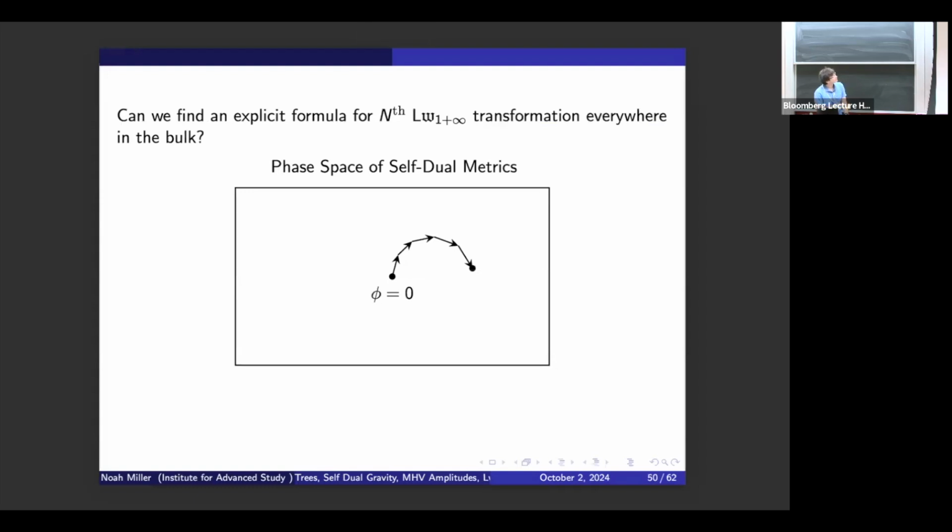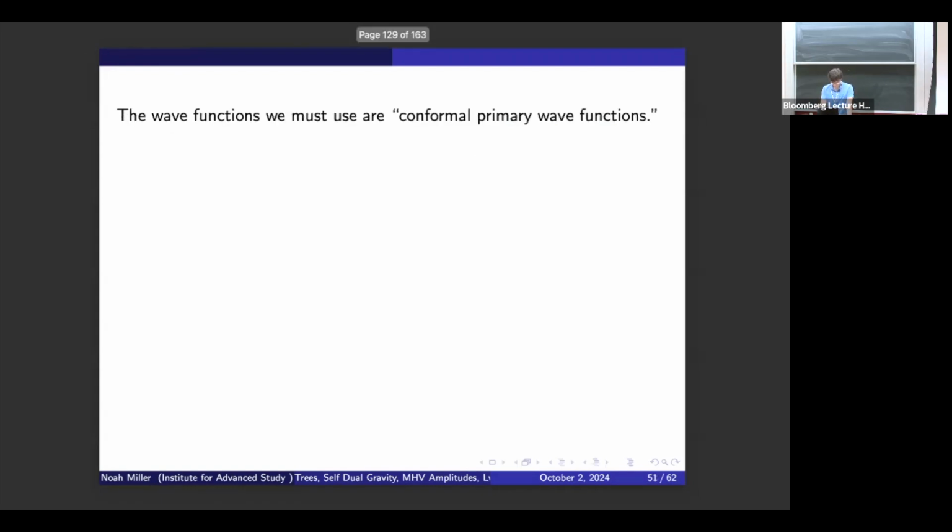And so then the question becomes, you don't want to always just work around flat space. You want to work around some other point. So how do you get from here to here? Is there a way to recursively get to the nth perturbation away from flat space? And the answer is yes, using a Perturbiner expansion.